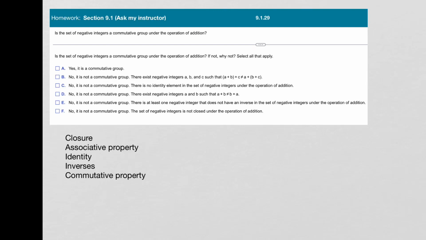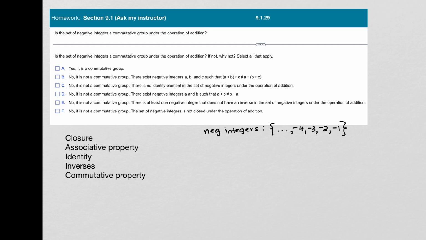In this problem, it asks if the set of negative integers is a commutative group under the operation of addition. And if it is not, we need to say why it is not. Okay, so here we're looking at the set of negative integers. Those are the numbers coming from negative infinity, -4, -3, -2, to -1. So they have to be negative, they have to be integers.